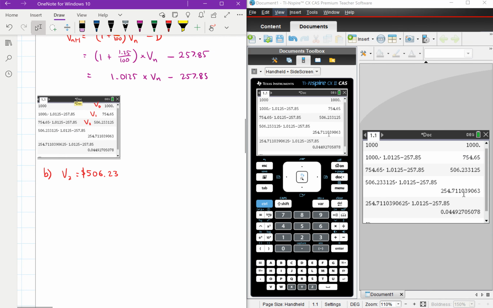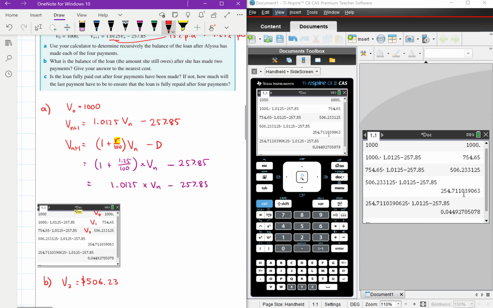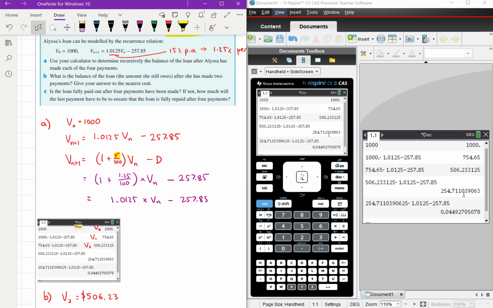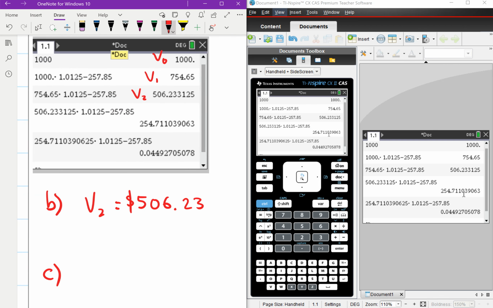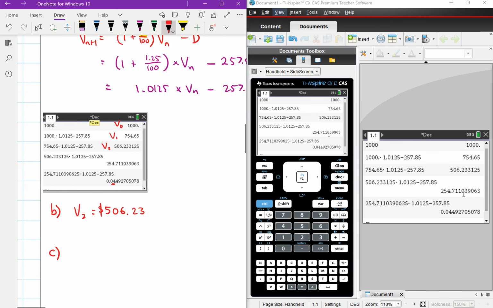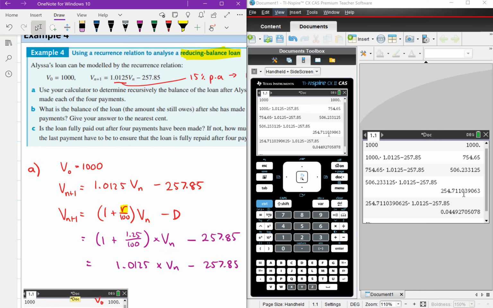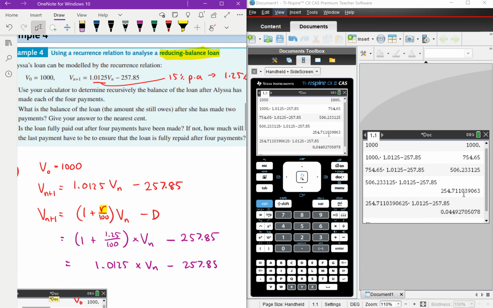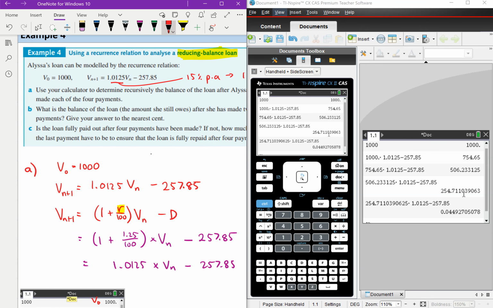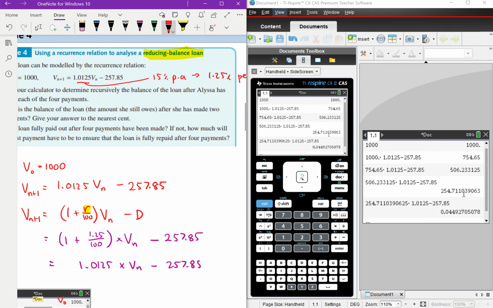And then you go to C. C is asking, is the loan fully paid out after 4 payments have been made? No. We can see that there are still 4.4 cents, so technically 5 cents, that we still owe the bank. They then ask, if not, how much will the last payment have to be to ensure that the loan is fully repaid after 4 payments?